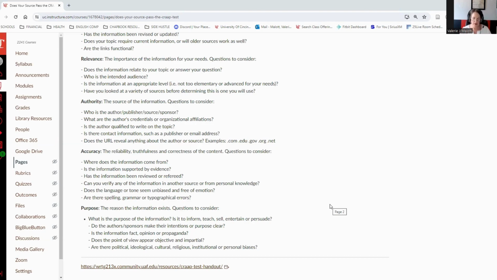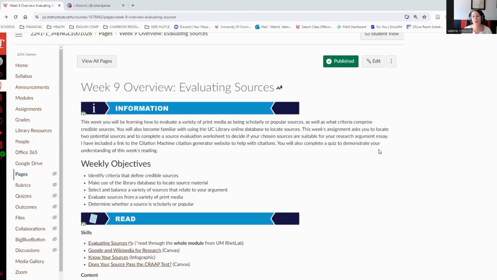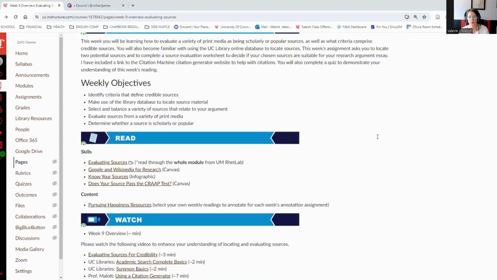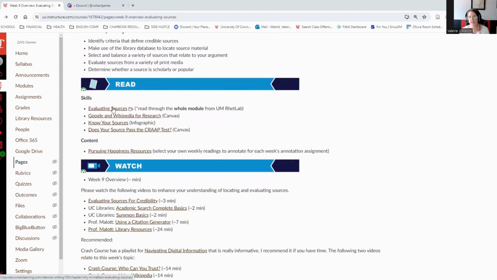So we know these things. We've started to interact with text critically, and now we're going to be doing that more and more as we start to evaluate our evidence. So if you only do one reading, does your source pass the CRAAP test? That would be the one to take a look at. Of course, the evaluating sources module from the University of Mississippi Ret Lab goes further in depth and talks at great length about all of those things.